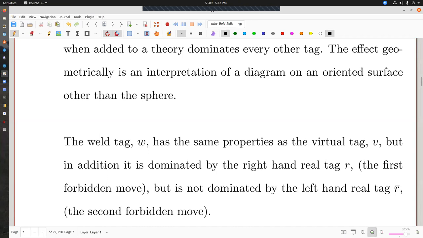In other words, the picture is, you've got this, drawn a negative crossing there. So this is allowed to move over anything, because this is now acting as a virtual crossing.